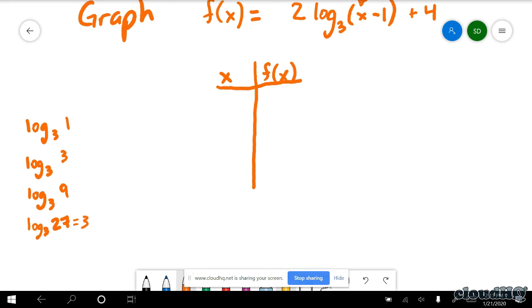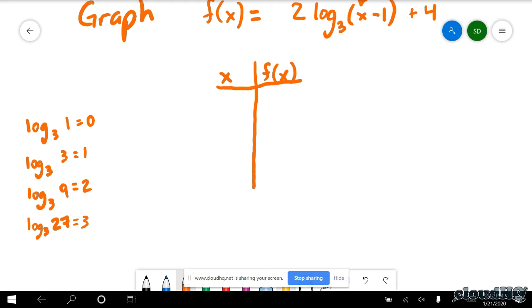3 to the third. 3 to the what is 9? 3 to the second. 9 is the second power of 3. What would the first one be? Log base 3 of 3. It's just 1. 3 is the first power of 3. What about the 1 here? 3 to what exponent gives you 1? 0. There's the nice rule.